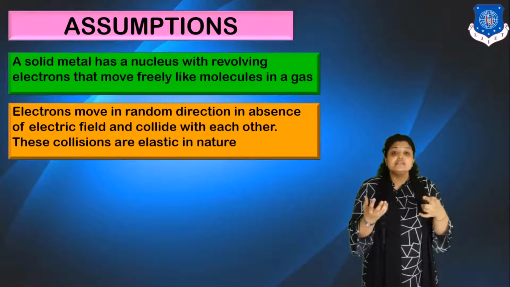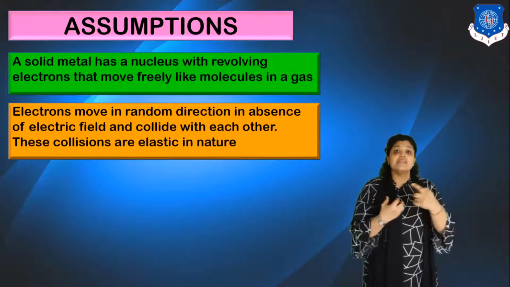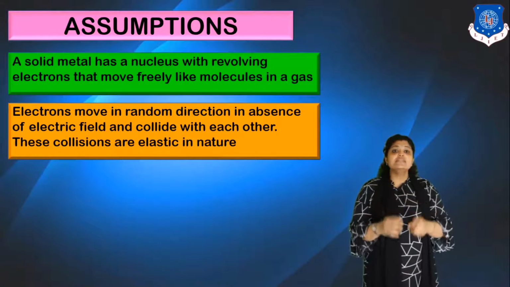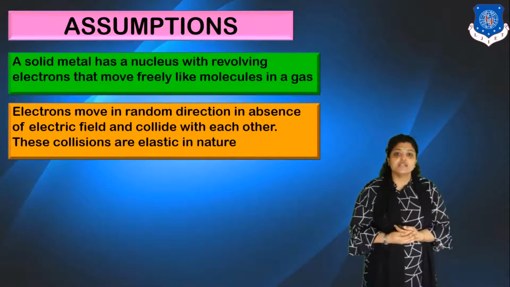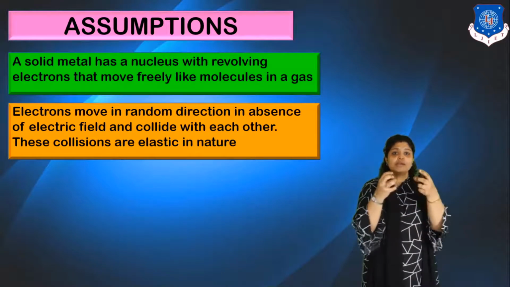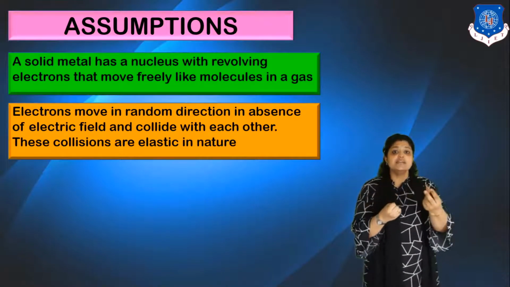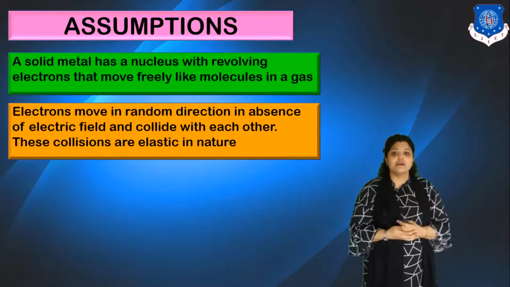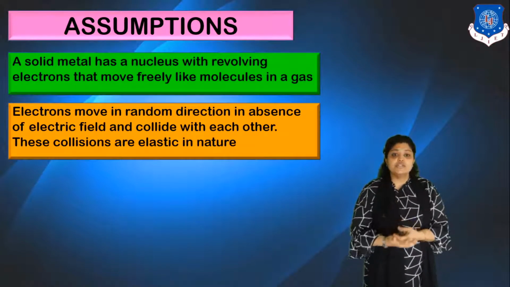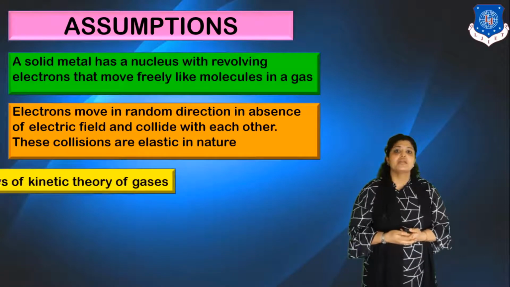What happens in this random moving in random direction? They will collide with each other. And all such collisions are elastic in nature. What does that mean? It means when there is a collision between two electrons, the energy released will be transferred to the other one because energy can never be destroyed. And hence the collisions are elastic in nature.